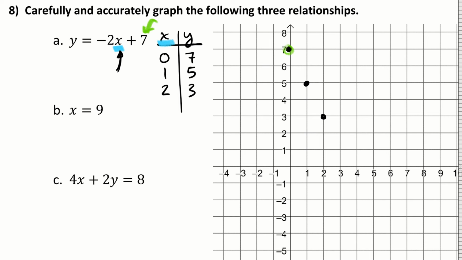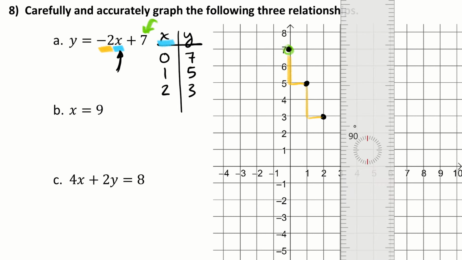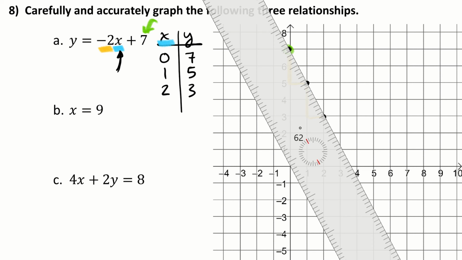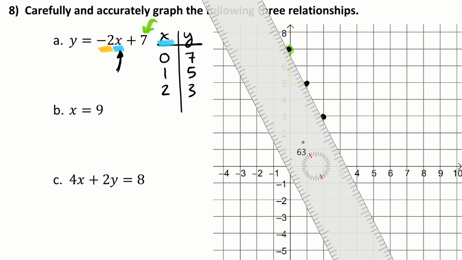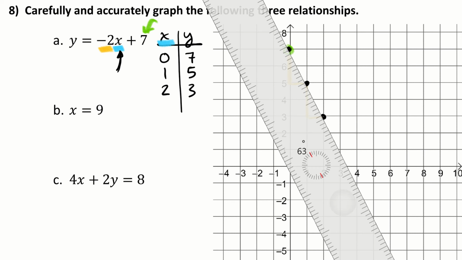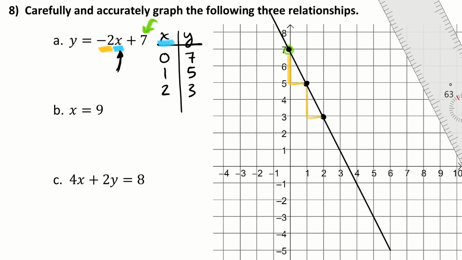And then you can also see evidence of the slope pattern. The slope for this line is negative 2. That means I'm going down 2 units over 1, down 2 units over 1. So just from looking at the equation y equals negative 2x plus 7, you can see exactly what it's going to look like: the y-intercept and the slope pattern. If I take the ruler and line it up here, and grab this pen, I will just draw a line through that. So there we go. That's the first relationship we were asked to graph, and I'll label it A.